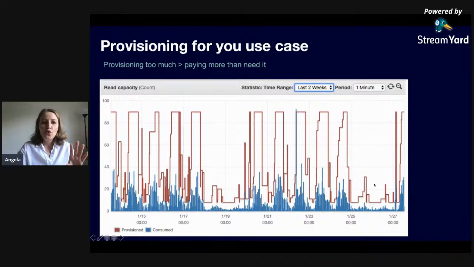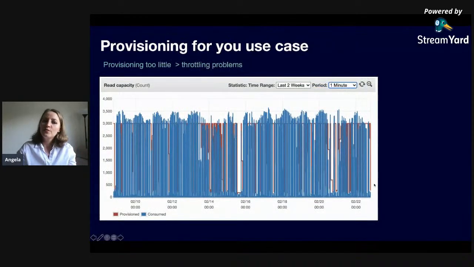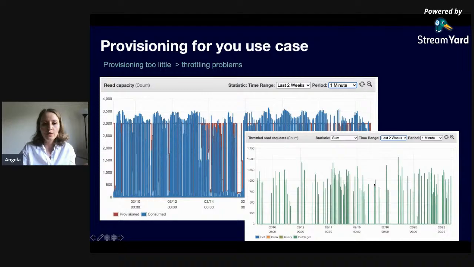But then the opposite of provisioning too much is, of course, provisioning too little. And I would say this is an even more dangerous case with DynamoDB, because if you provision too little and you constantly have spikes that are going above the provisioned capacity, then you have throttling problems. And what that means, if this goes on for long periods of time, is that you can even lose data if you don't have mechanisms of retrying. So really pay attention to your provisioning.